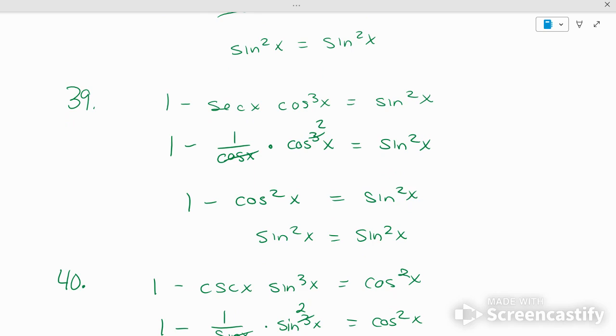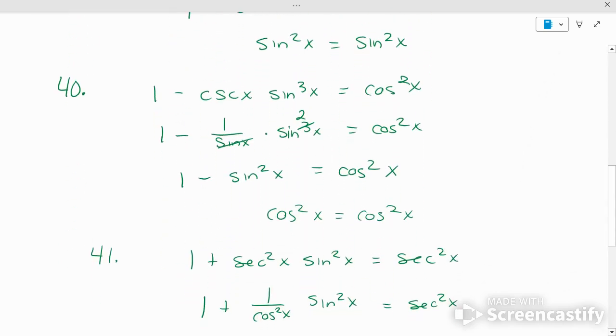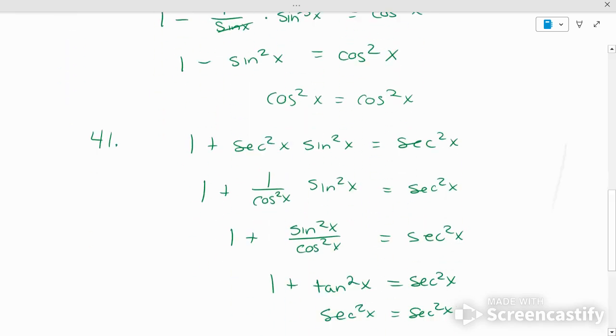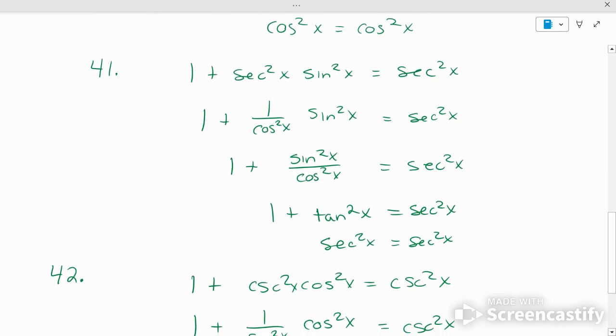That should be what 39 looks like. 40. Cosecant of x is 1 over sine x, and it cancels with one of these sines of x, so I get 1 minus sine squared, which is cosine squared. 41. Secant squared is 1 over cosine squared, so then sine squared over cosine squared is tangent squared. 1 plus tangent squared is secant squared.